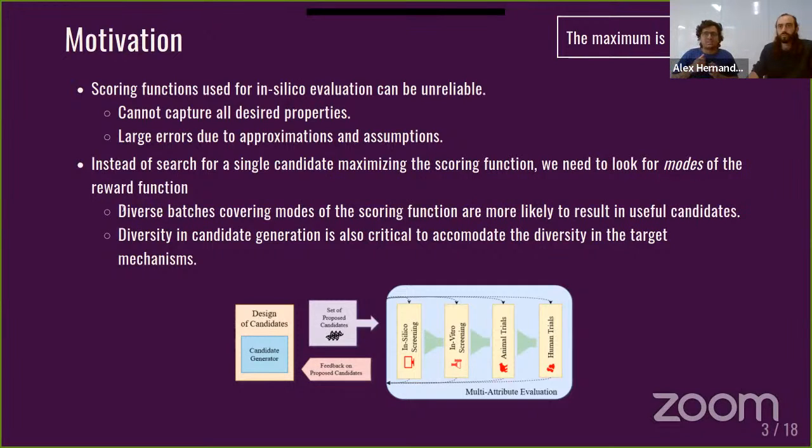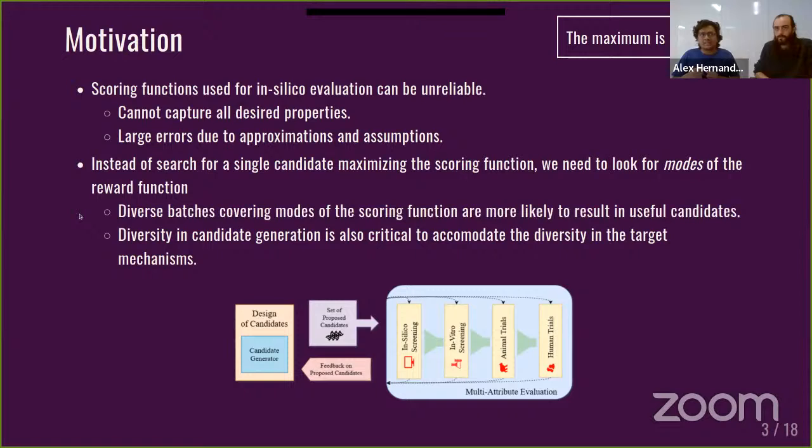So for example, even if your scoring function is just one of the properties which you would like to capture, if you consider the modes of your reward function, you would also get good enough molecules for the scoring function, which might actually end up being better in the next steps of your drug discovery process.